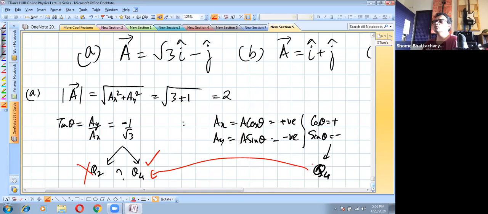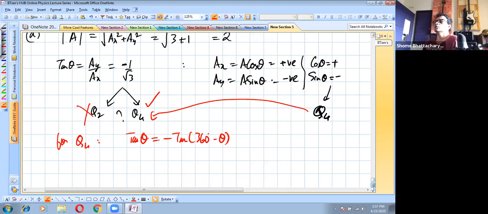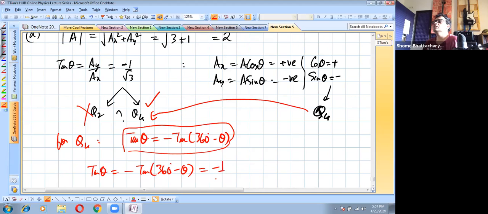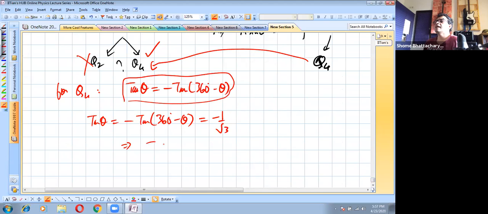Okay. So once we know that it's in the fourth quadrant, we'll use the formula for the fourth quadrant. For Q4, what is the formula for tan theta? Tan theta is minus of tan (360 minus theta). Okay. So here we'll use this formula. This formula is telling me that tan theta, which is minus of tan (360 minus theta), is -1 by √3. So that means tan of (360 minus theta) is 1 by √3.